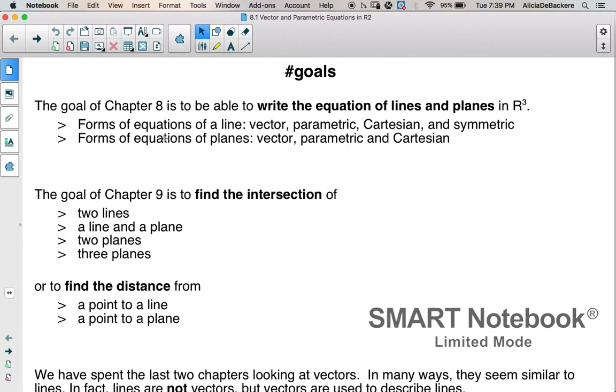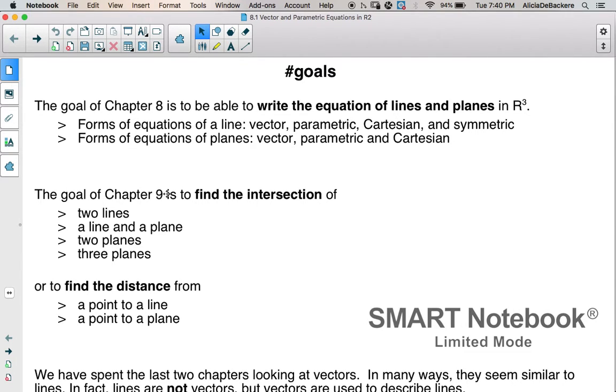And then we're also going to look at the different forms of the equation of a whole plane in 3 space. And there's different formats for that. We can look at the vector form, the parametric form, and the Cartesian form. And you'll find that they're similar to the equations of the line. So we end up going through that quite a bit quicker.